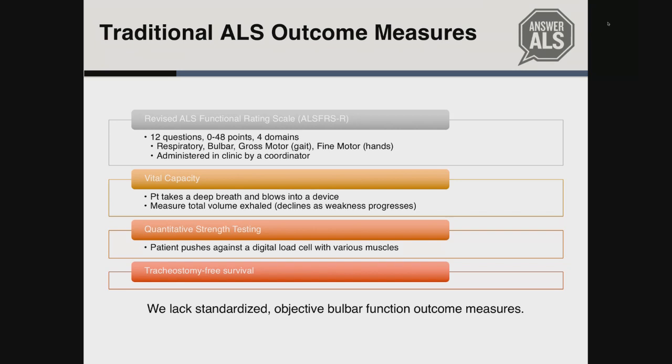I would say that there's a very substantial hole in our traditional outcome measures, and that is that we really don't have a standardized, objective bulbar function outcome measure, something about speech and swallowing. So we're really essentially blind to that. There are a couple of questions on the ALS functional rating scale, but we're essentially blind to that very important piece of this disease. So I think when we think about how we translate what we're doing into technology, it's not just taking what we're already doing and putting that into a digital package, but rather thinking about how we can fill in some of the holes as well. Next slide.